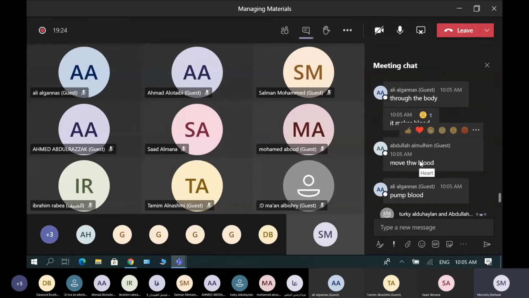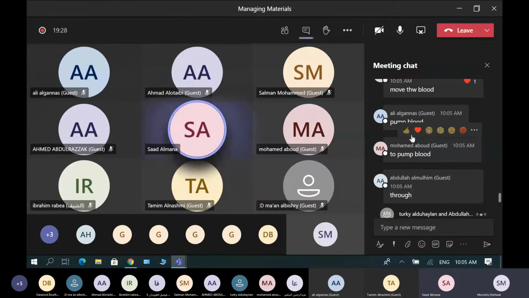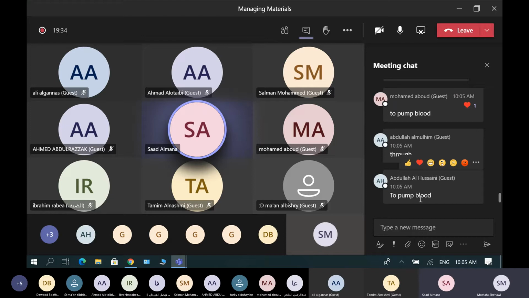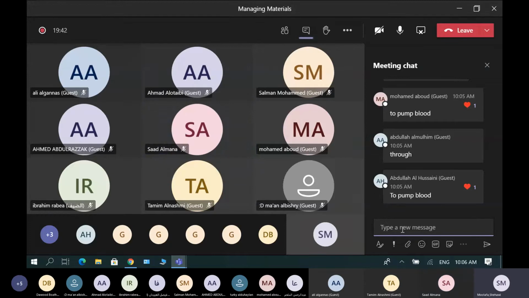It's the warehouse, the central warehouse. Move the blood, pump the blood. Yes. It pumps the blood to other organs, like the lungs, for instance. Type it, guys. The second question: what is the main function of alveoli?